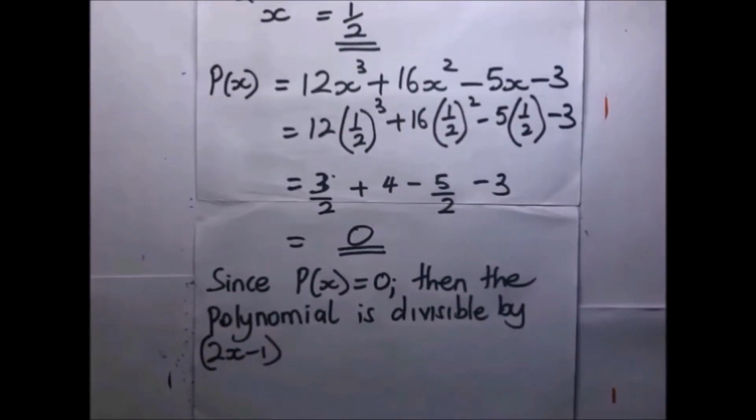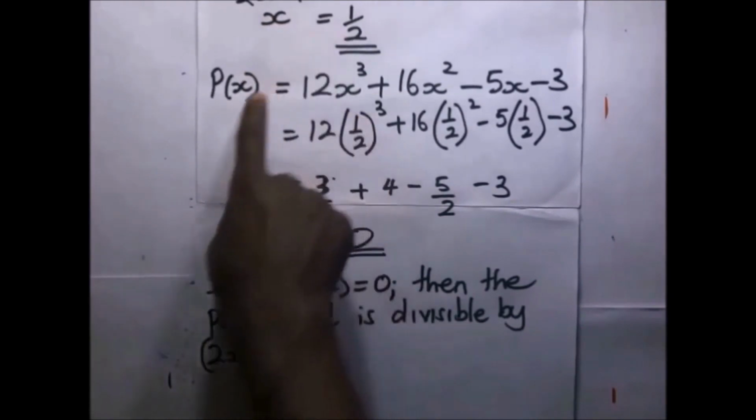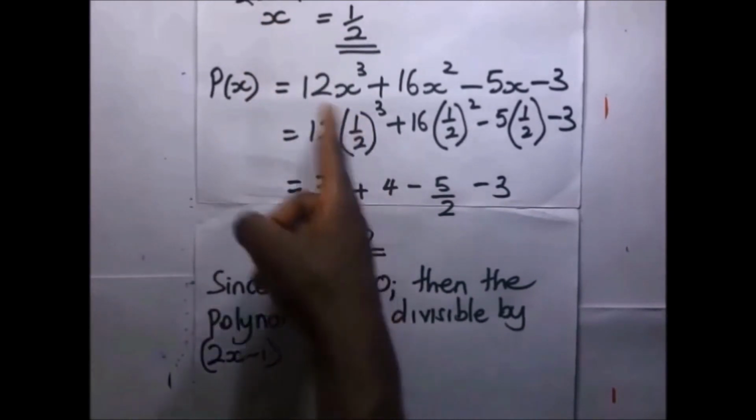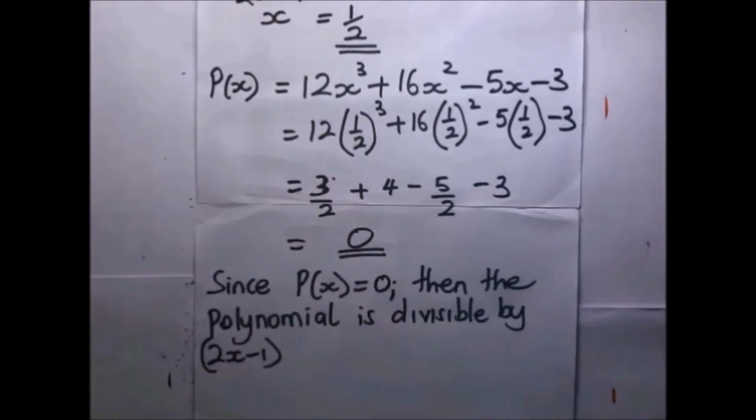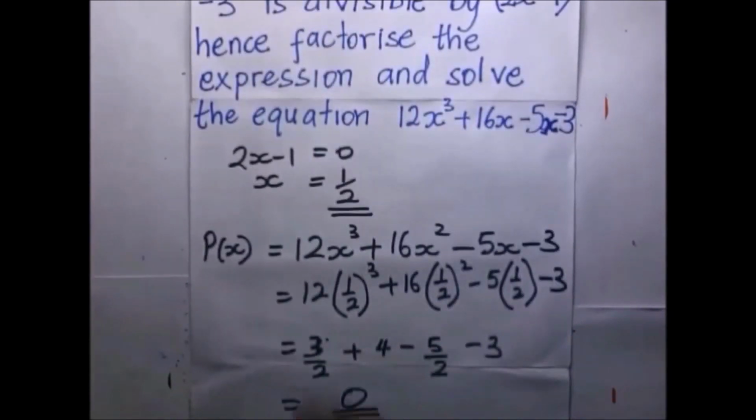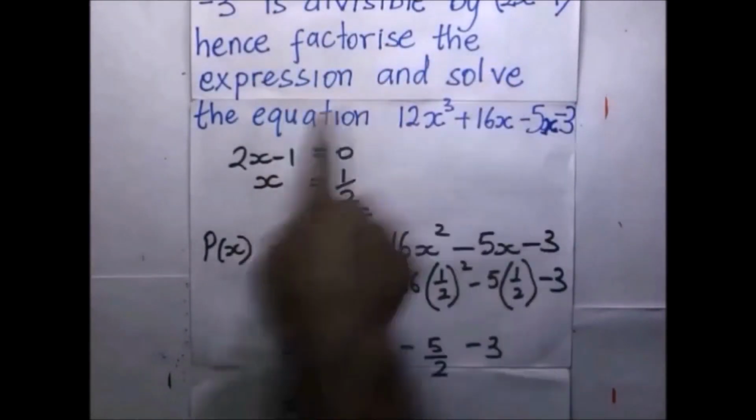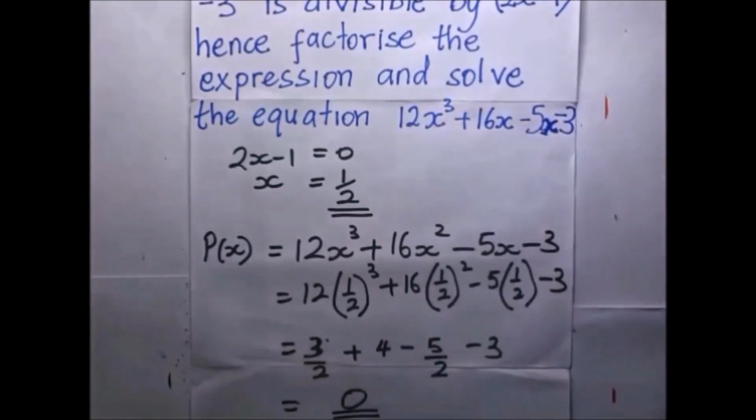On substituting in for that value of x, we got 0. Then it means that this is equal to 0. So now the question is further asking us, hence, factorize the expression and solve for the value of x. This is a polynomial of degree 3, so we go ahead and factorize it, but first we are going to do long division so that we dismantle it into a simpler way for us to be able to factorize it.